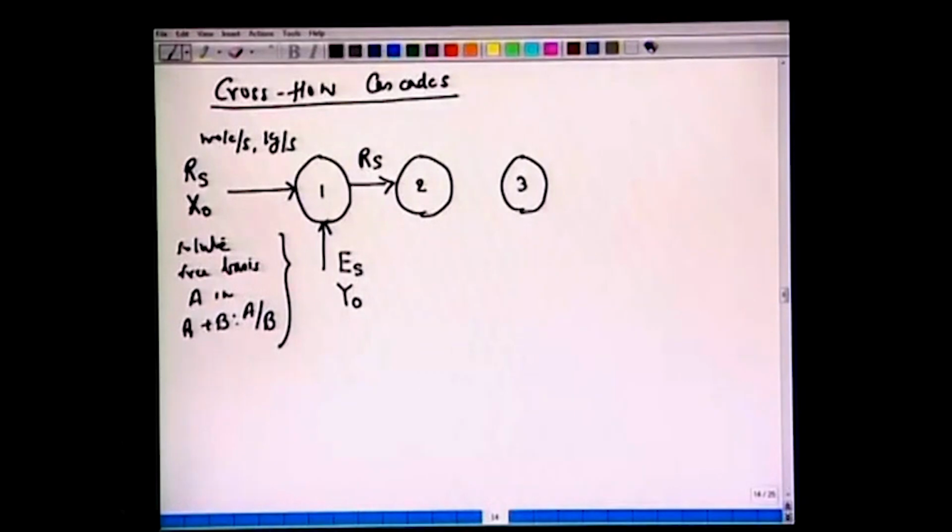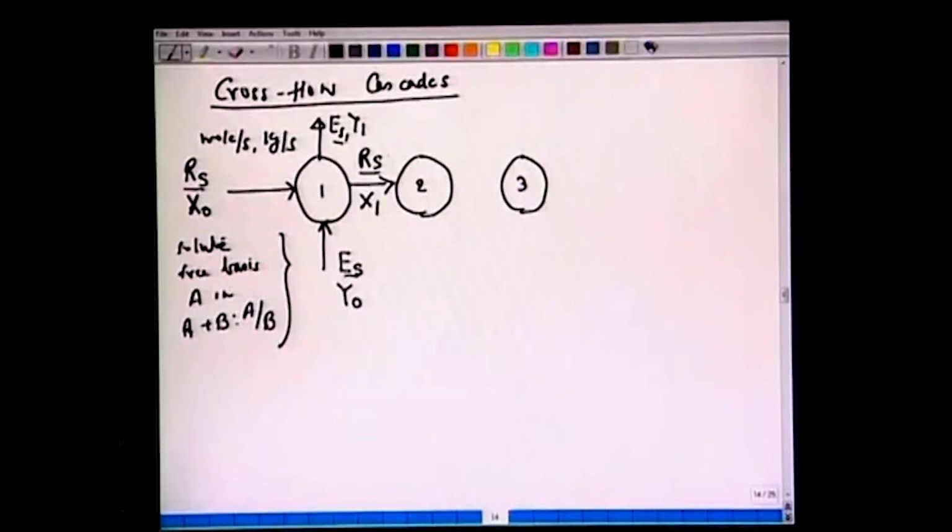This Rs will remain the same, as we are on a solid free basis. The composition will change from x0 to x1, and let us say that this composition changes from y0 to y1, and we have the same flow rate Es here. Okay. So, Rs will remain the same, and Es will remain the same. Of course, the total flow rates will change for both the R stream and the E streams.